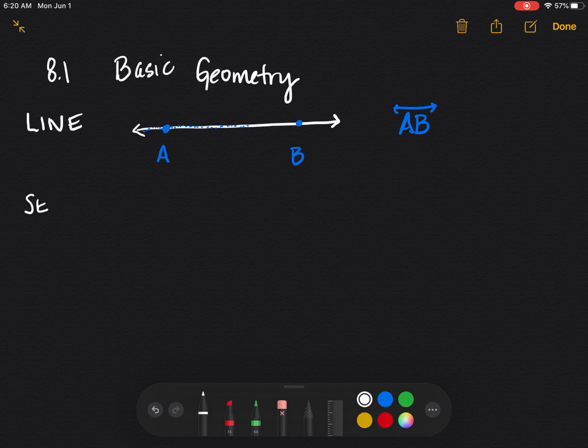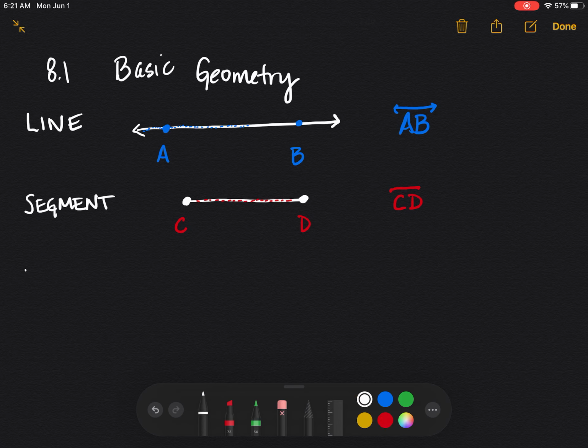Now, a segment or a line segment does not go on and on forever. It has a beginning point and an end point. Okay, but we do still need 2 letters to label it, even though there's more points along here, right? But we only care about the end points. And the way we label that is with the 2 letters and a bar across the top, but no arrows. Now you can put bigger dots here if you want, but you don't have to. Okay, so that's a segment.